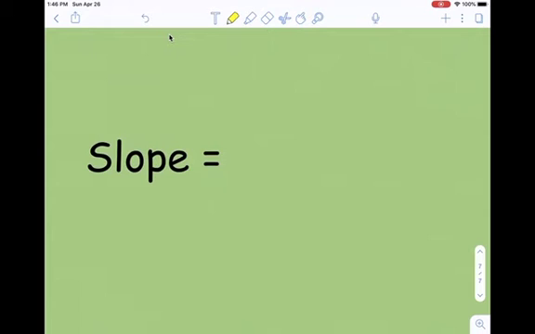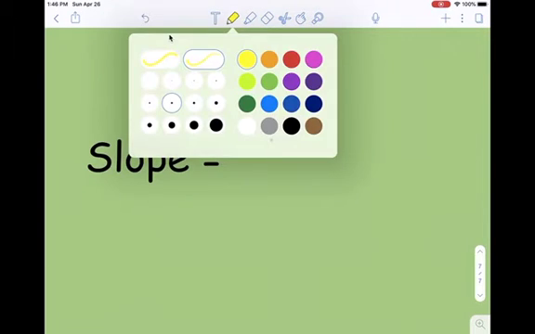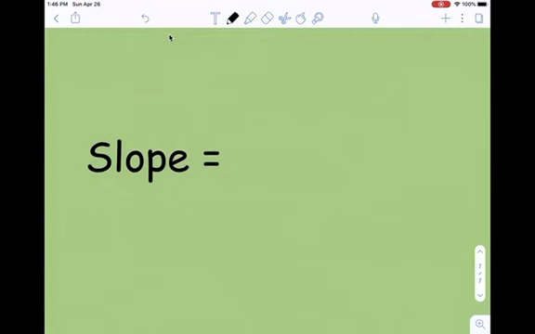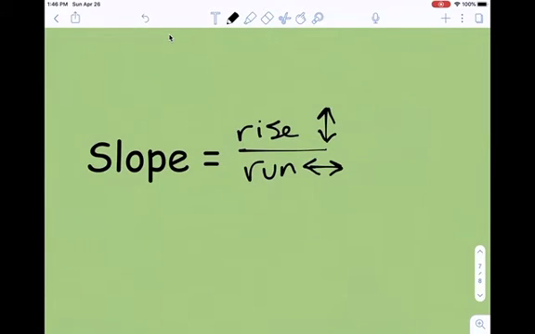And we're going to give this a name, all right? And I'm going to switch colors here. We're going to give this a name, and what we're going to do is we're going to call this rise. So in other words, how much it goes up and down divided by the run. And the run is its horizontal distance. So it's vertical divided by the horizontal change, all right?